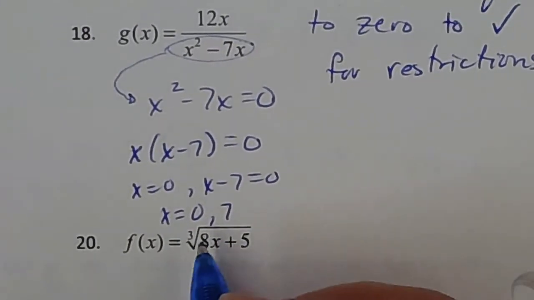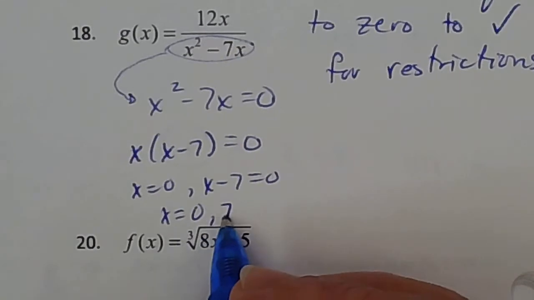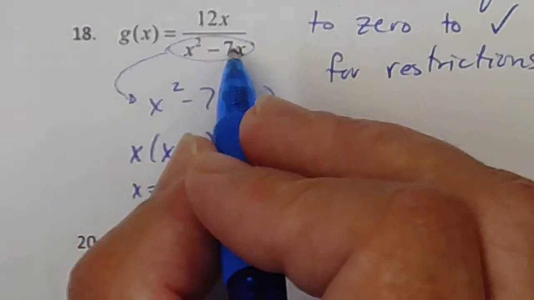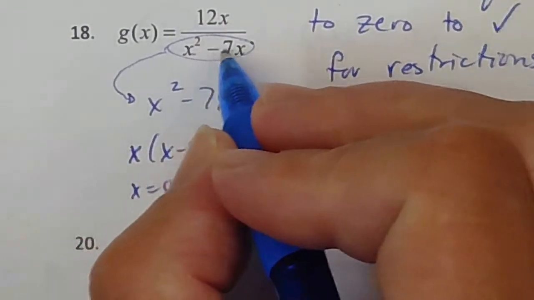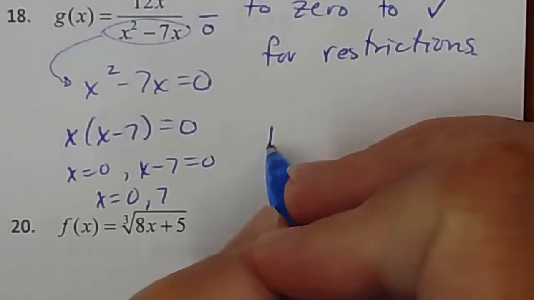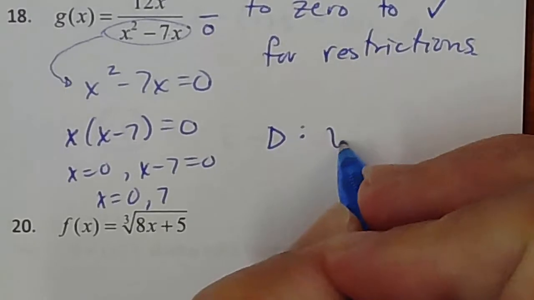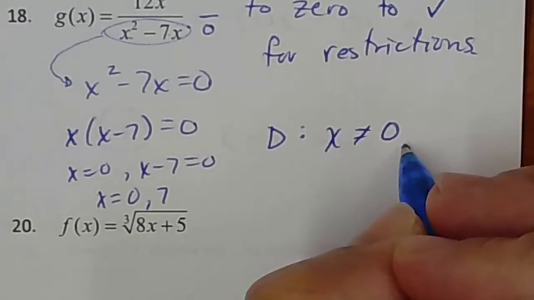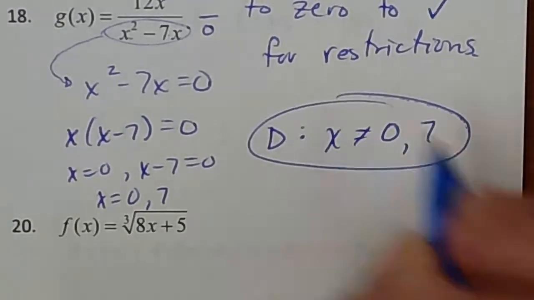Okay, so remember what we're trying to do is find the restrictions. What doesn't work? If I plug in 0 up here, or 7, 49 minus 49, I get 0 on the bottom. We can't divide by 0. So we're going to say the domain is x cannot equal 0 and 7.